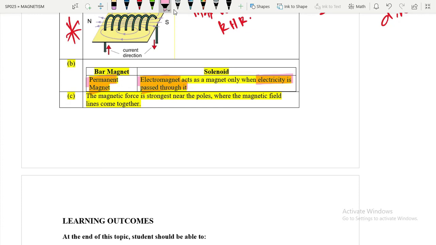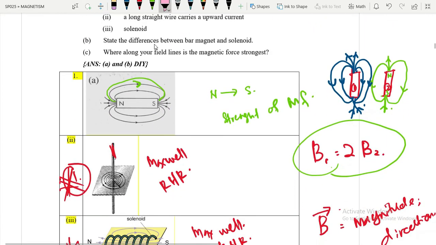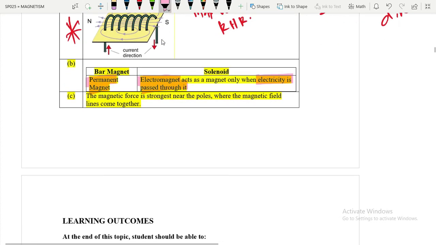Okay. And lastly, question C. Apa soalan dia tadi? Aku tak ingat. Where along the field lines of the magnetic field is strongest? Okay. So the magnetic force is strongest near the poles. Dekat dia punya kutub. Okay. Where the magnetic field lines comes together. Kenapa dekat kutub? Sebab dia punya line tu rapat-rapat.